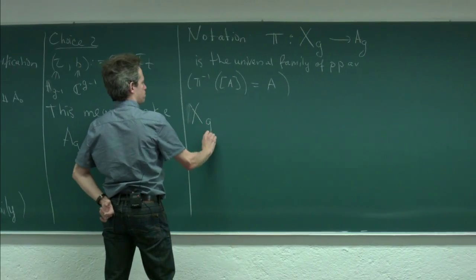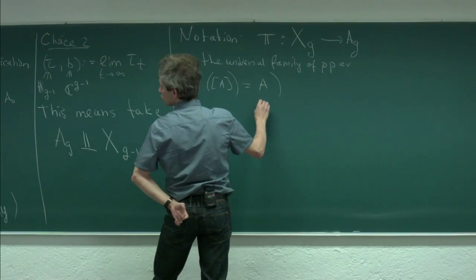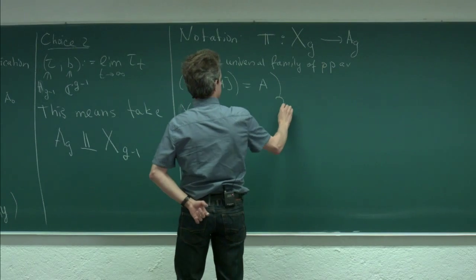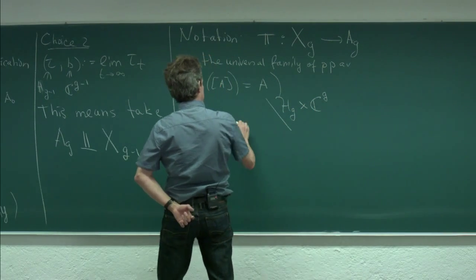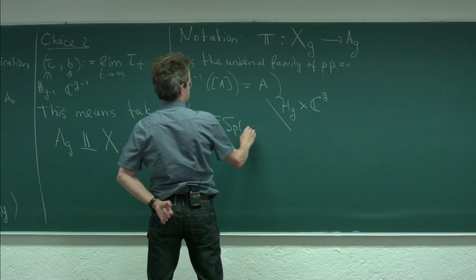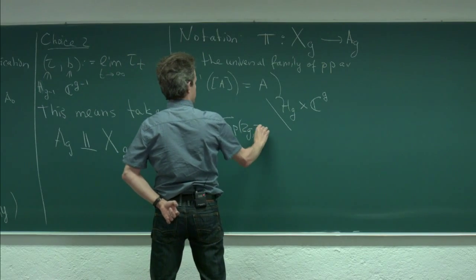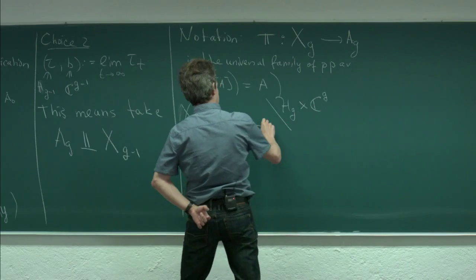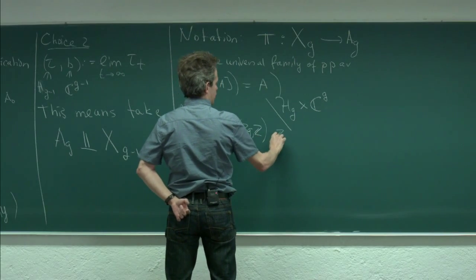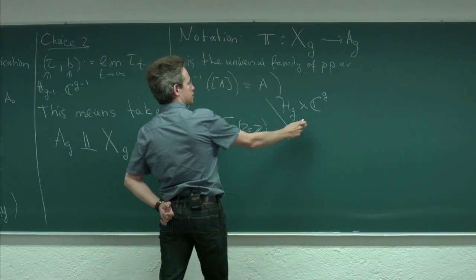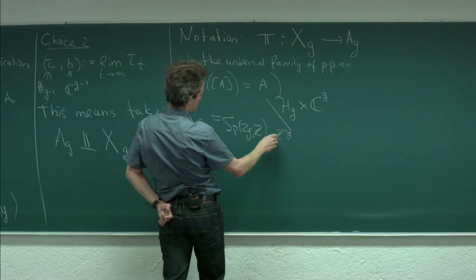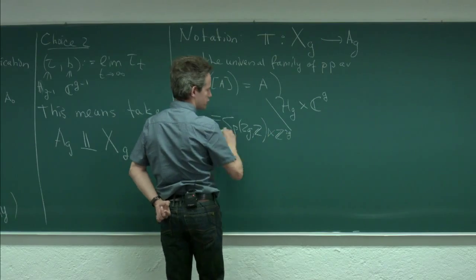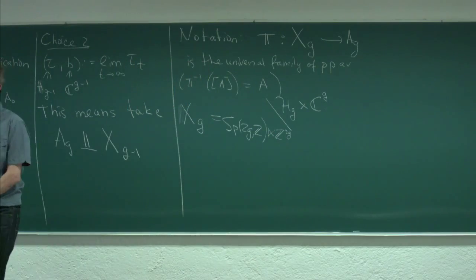X_g is simply the quotient of the Siegel upper half space times C to the g by the action where on one side I act by the symplectic group, which didn't go anywhere, which now acts non-trivially here also, and then I add by Z to the 2g, and this quotient is the lattice given here, and this is a semi-direct product in some direction, and I always write it in the wrong direction. Okay?